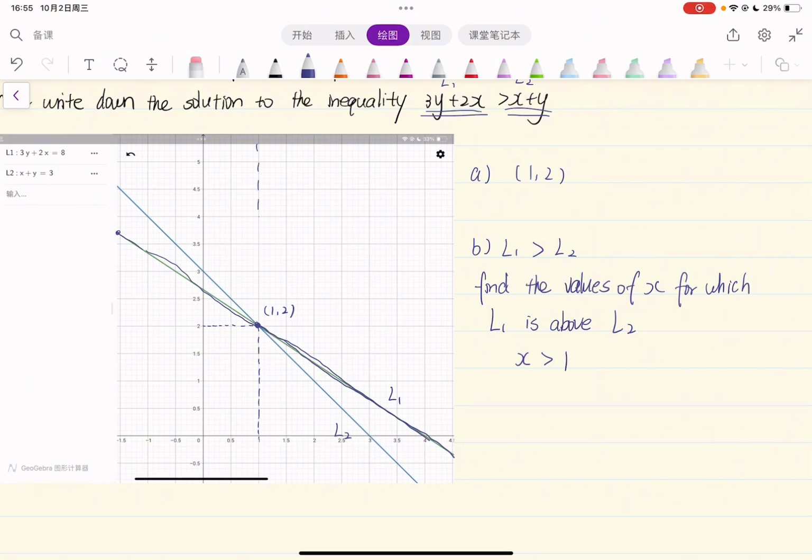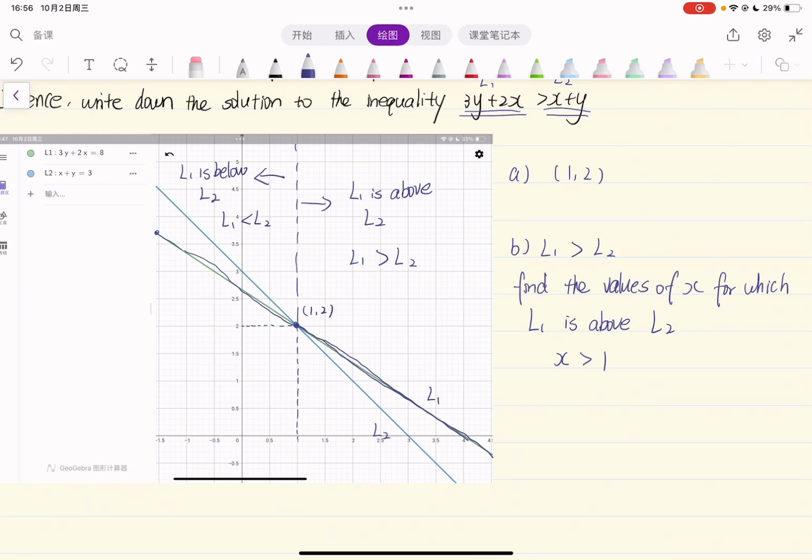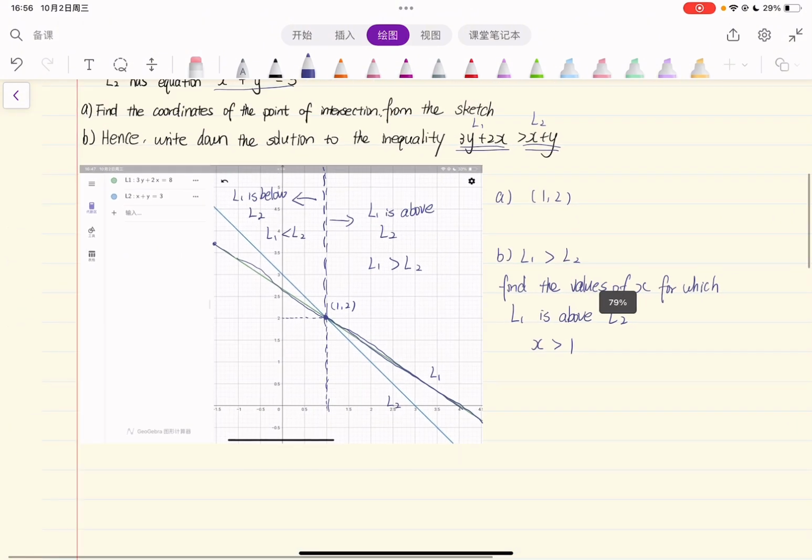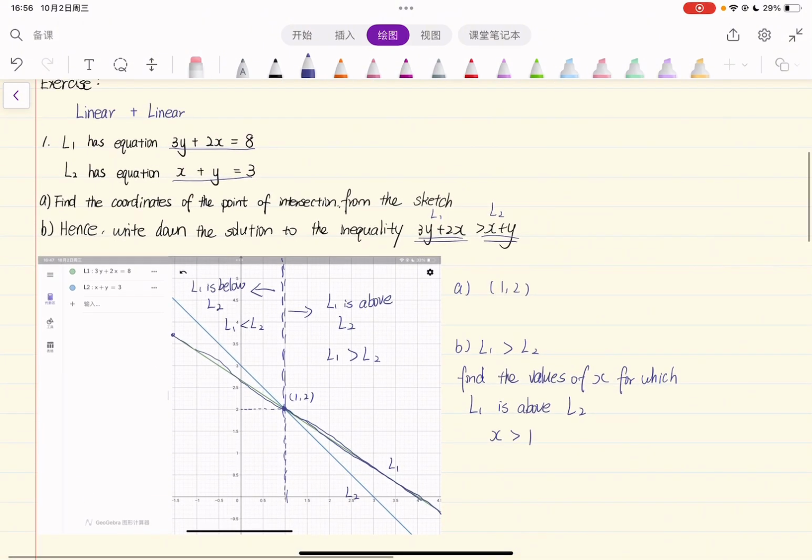So we can see that on this part, L1 is below L2, and on this part, L1 is above L2. So the left hand side is L1 less than L2, and the right hand side is L1 greater than L2. That is for two linear functions.